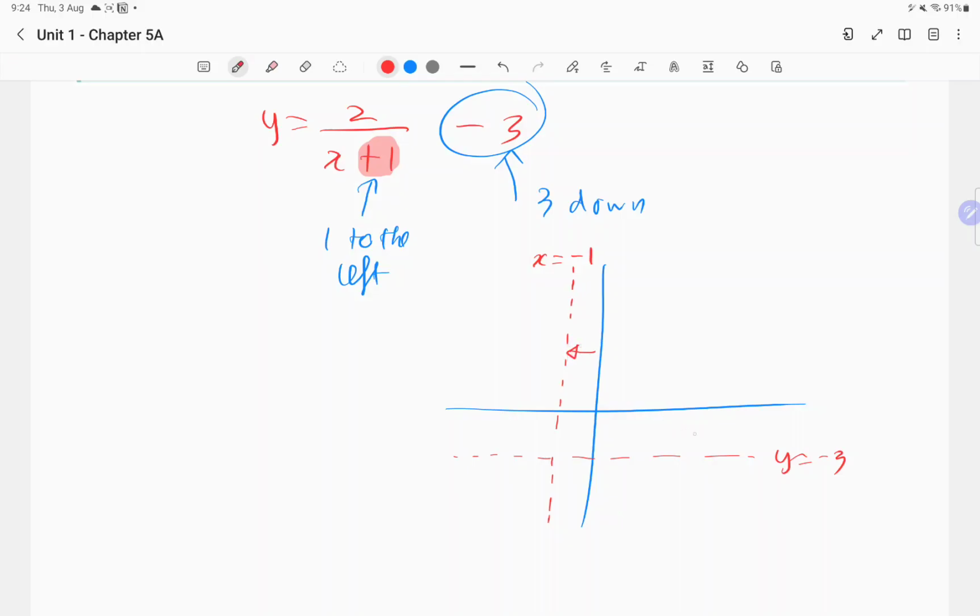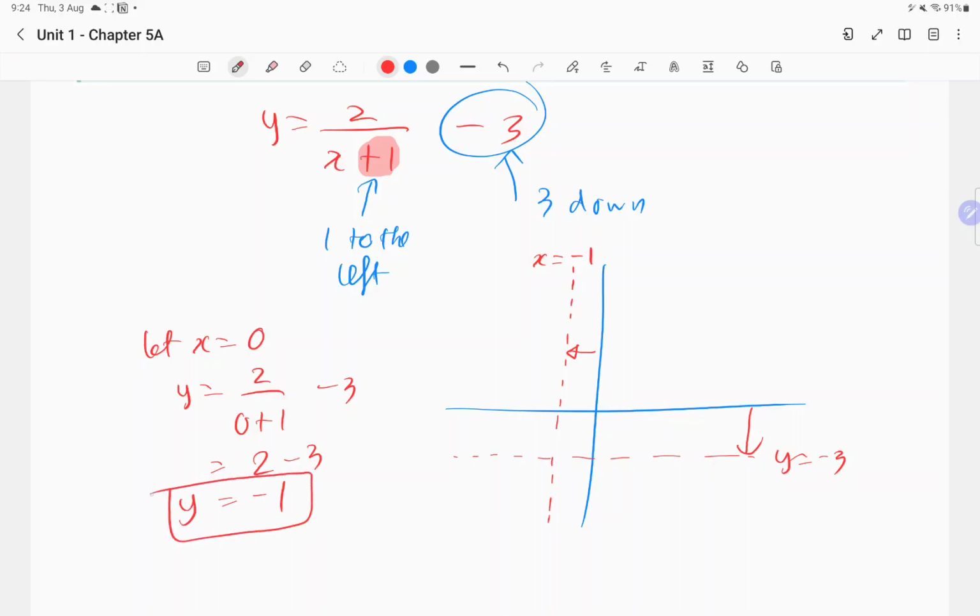1 over to the left here, and then 3 down. The shape can be determined by finding the y-intercept. Let x equal 0, then y would be 2 over 0 plus 1 minus 3. 0 plus 1 is 1, 2 divided by 1 is 2, minus 3, which is negative 1.